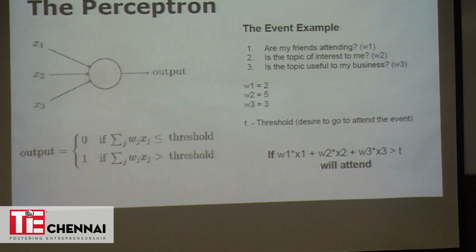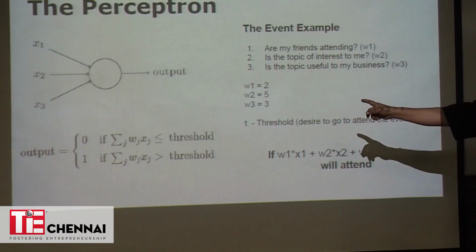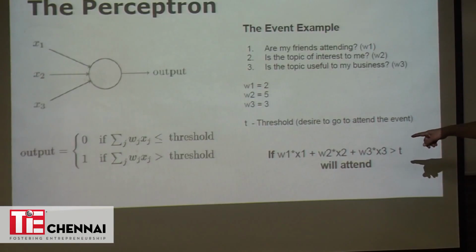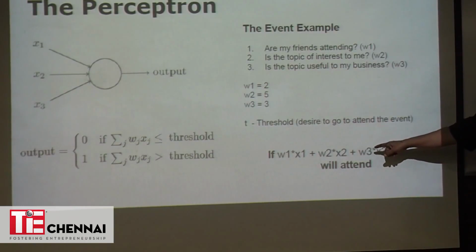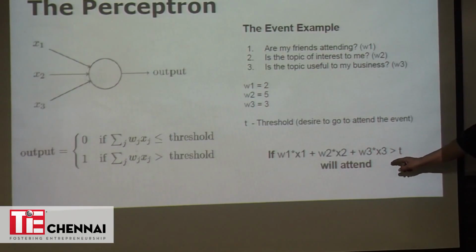Am I interested in this topic? Yes or no. Is this useful for my business? Yes or no. Most of the cases you know. So those are x1, x2, x3. The W1, W2, W3 are weights you associate with these. Okay? So typically you create an equation which is W1 times x1 plus W2 times x2 plus W3 times x3, and you have a threshold value. Unless this value is more than 5, I'm not going to go to the event.